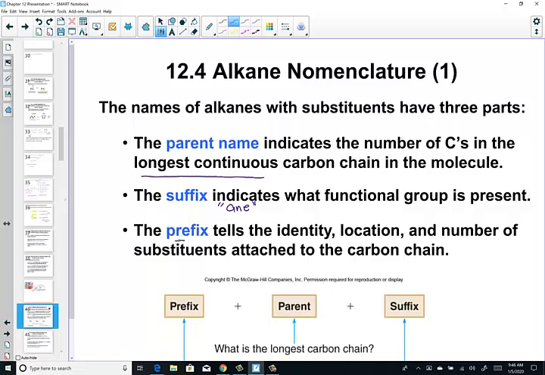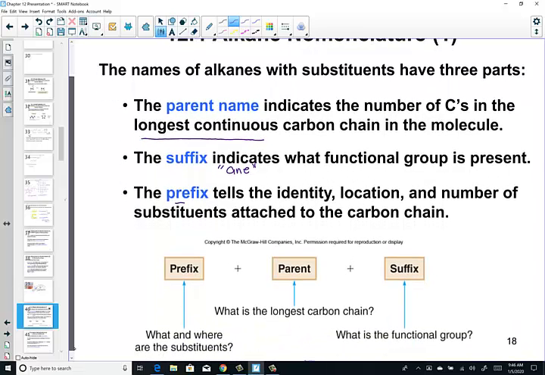And a prefix tells us the location, identity, and number of any substituents attached to that carbon chain. We have a prefix, we have a parent, and we have a suffix. The prefix tells us what and where the substituents are. These are the branches, if you like that word better. What is the longest carbon chain? That gives the parent: meth, eth, prop, but, and so forth. And the suffix tells us the functional group. In this chapter, the suffix will always be -ane, since we're studying alkanes, but that will change as we progress through our lessons.